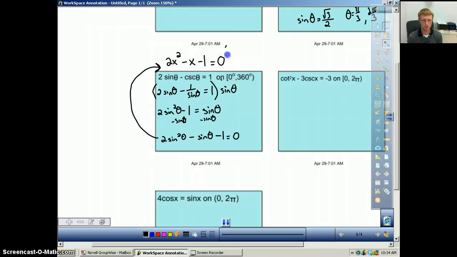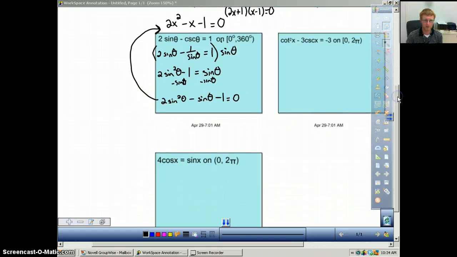And this factors into 2x plus 1 and x minus 1. That's how this would factor. Those are where we factor into binomials. So if that's the case, the exact same thing is true about this down here. We're going to factor that exactly the same way, except instead of the x's, it's just going to be our sines. So that means this factors into 2 sine of theta plus 1 and sine of theta minus 1, and that is equal to 0.